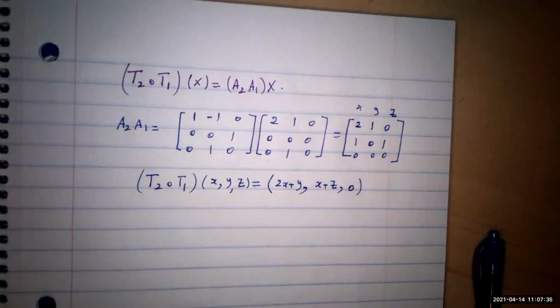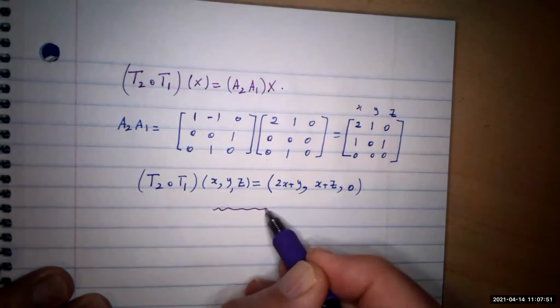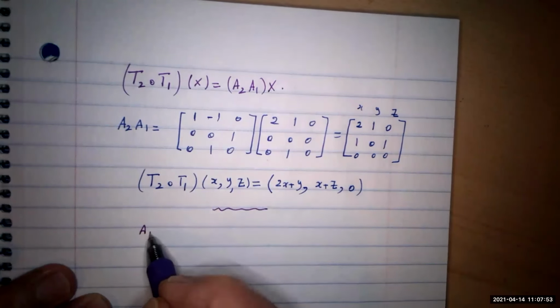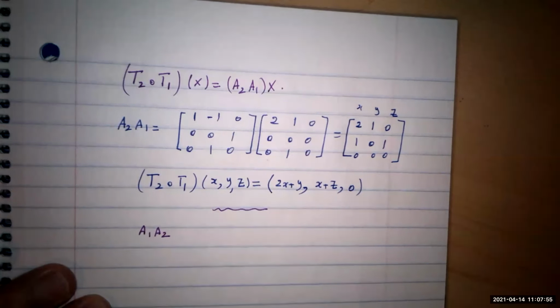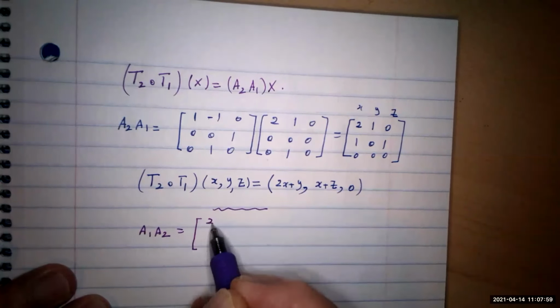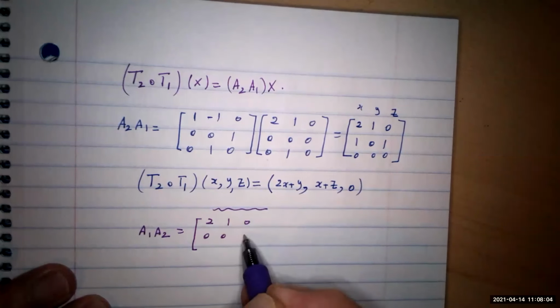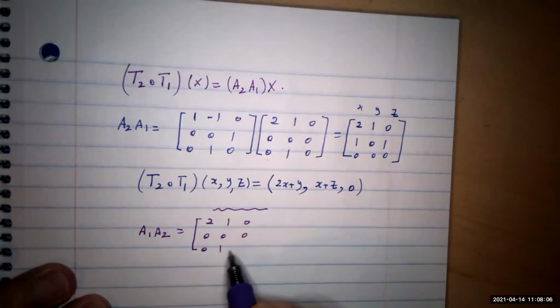So that's the formula for the composition of T2 of T1. See, very nice and easy to find. Just find the corresponding matrices. The product of the matrices corresponds to the composition. So if you want to do the other one, you have to find A1 A2 first. Okay, so you multiply these together. That gives you 2, 1, 0; 0, 0, 0; and 0, 1, 0.